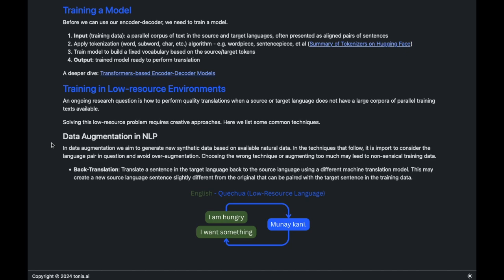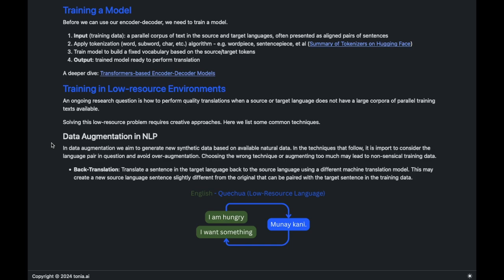And so in the following techniques, you have to consider the language pair in question and be careful not to over-augment. So that's something to be aware of as we're going through the techniques. Or choose the wrong technique, which may lead to nonsensical training data. So the goal is not only to augment the training data so that we have a larger data set, but while we're doing so, ensure that the new data that we're generating is sensical, is data that actually is accurate and sensible for the language.